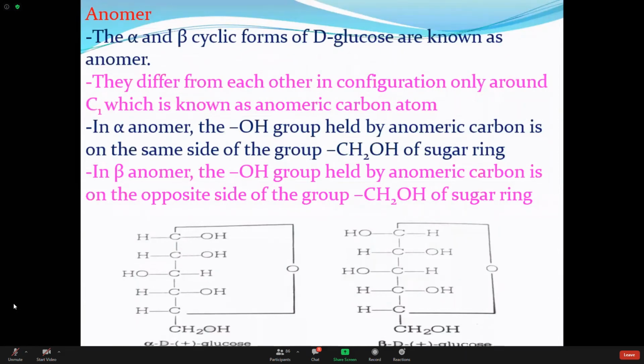Am I clear then? What is the meaning of anomer? Two varieties, alpha and beta. In the alpha variety, the OH held by the anomeric carbon atom and the CH2OH group are on the same side, and here in the beta variety the OH and this group are on opposite sides. So that's why this is the beta variety of sugar. Fine.